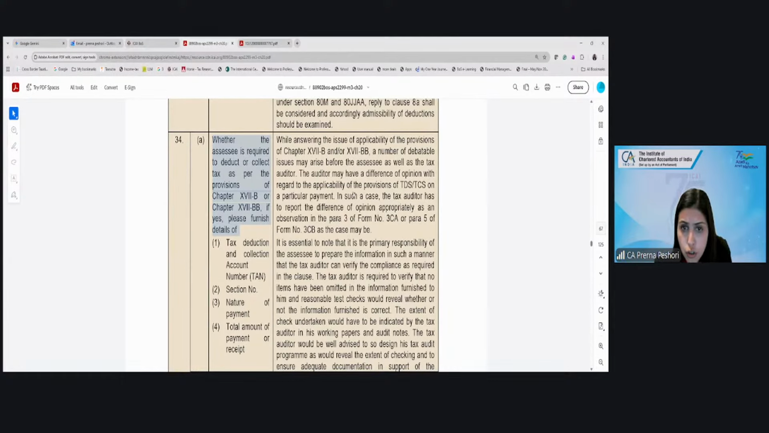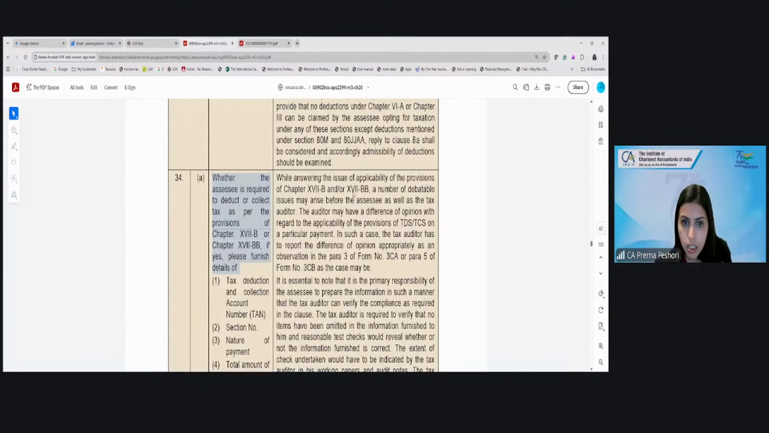So the preparation of this information is the responsibility of the assessee. The tax auditor has to just verify the compliance as required in this clause. The tax auditor is required to verify that no items have been omitted in the information which is furnished under clause 34, and the information is correct. So how will he verify this?